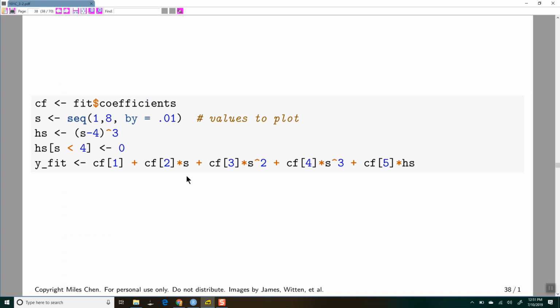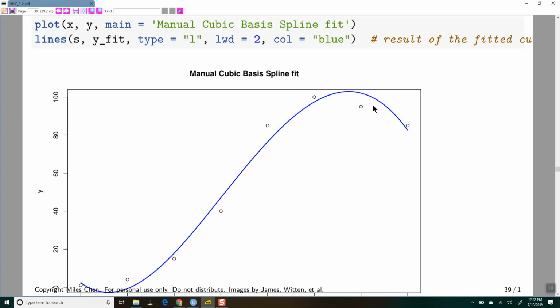And here we can just make predictions by doing this. For the predictions, I'm taking the sequence and subtracting 4 and cubing it. And then for anything where s is less than the knot at 4, I'm just manually forcing it to 0, okay? And then if I do this, I get this smoothed out function. So this is a nice smooth function, and technically we've got a cubic fit right here, and then we're adding a cubic basis function over here, and by doing that, it remains smooth, okay?